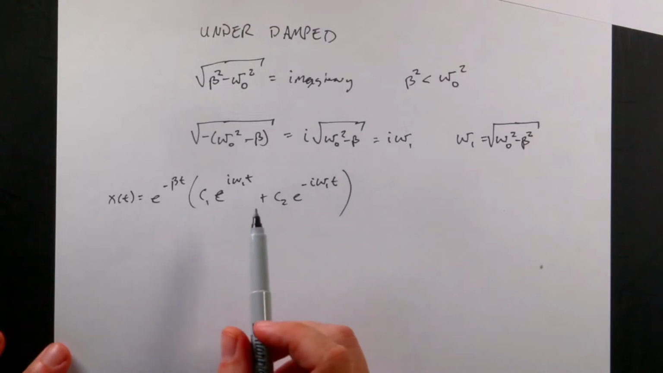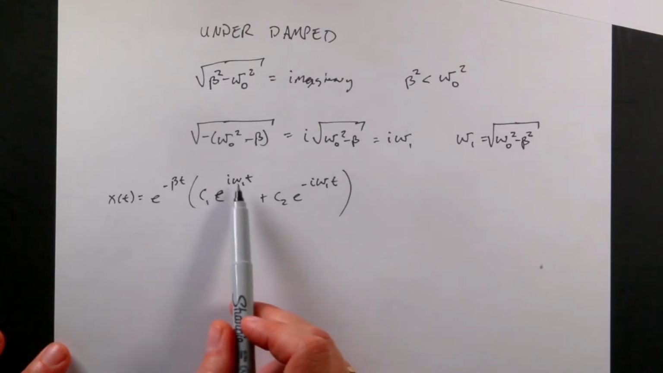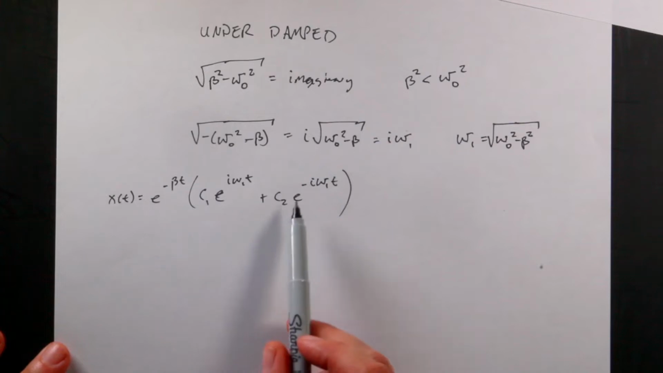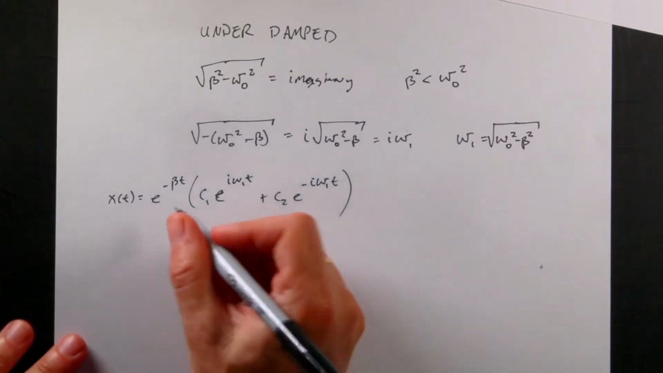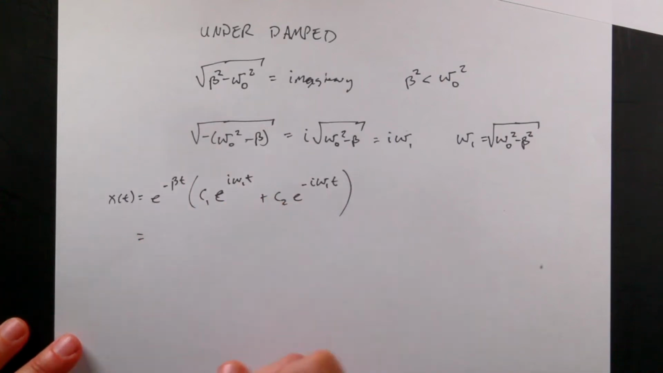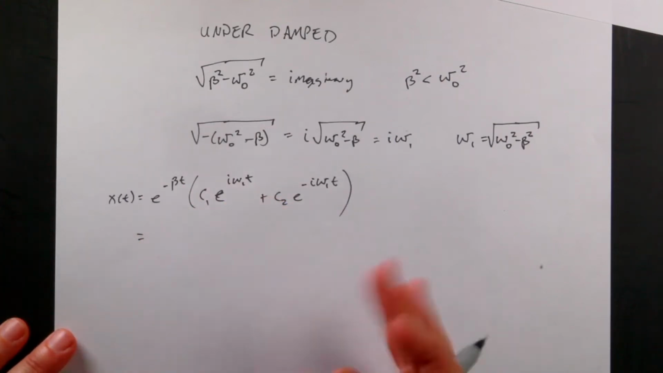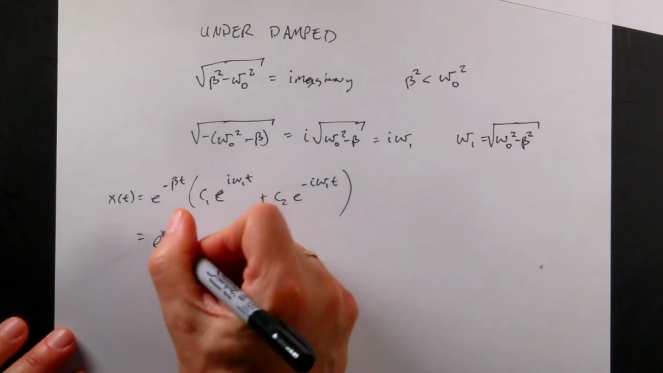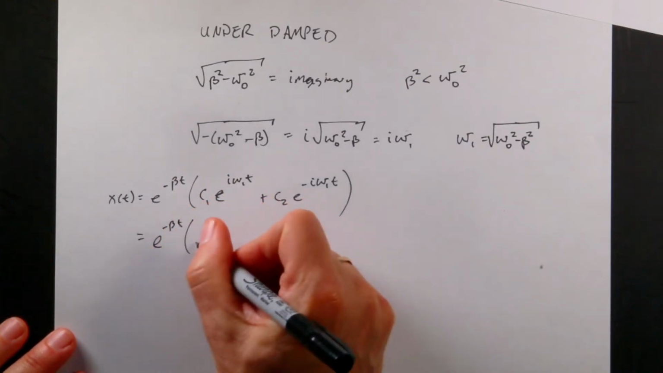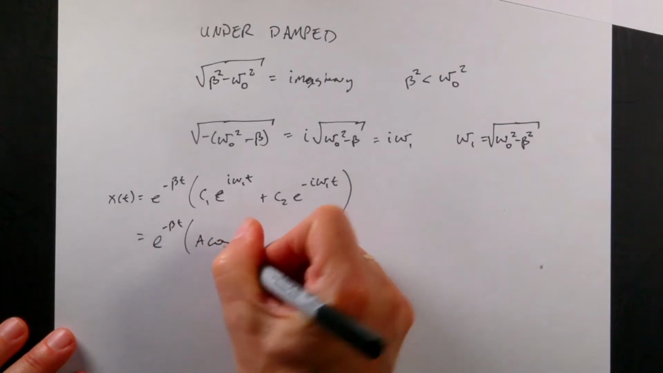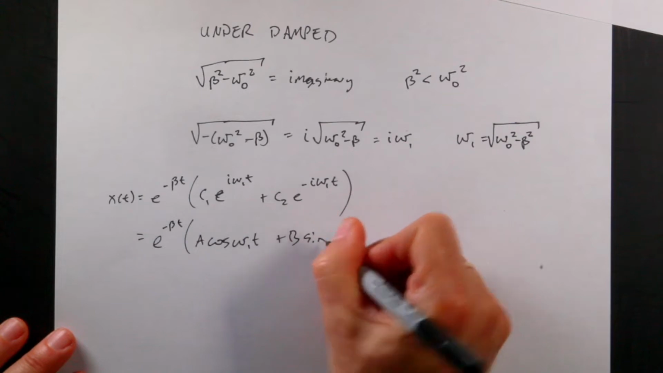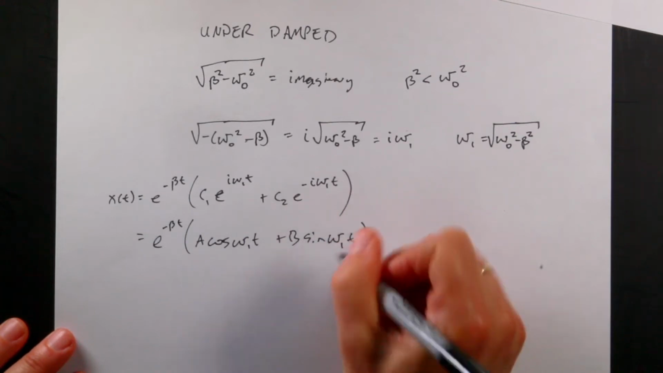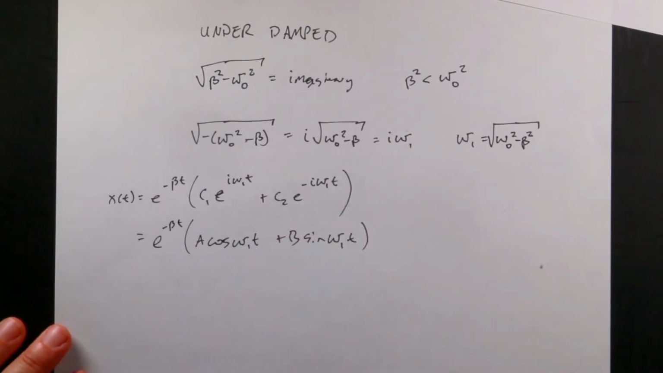And I'm not going to show it, but if I have e to the i omega t, or e to the i theta plus e to the minus i theta, you can actually write that in terms of sines and cosines. And so this is mathematically equivalent to, and I showed this in another video linked down below, I should make a whole playlist for this whole thing, e to the negative beta t, and then I'm going to get a cosine omega 1 t plus b sine omega 1 t. And then the a and the b depend on the initial conditions.